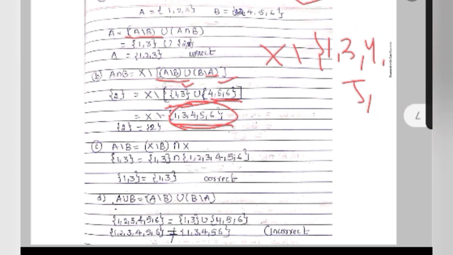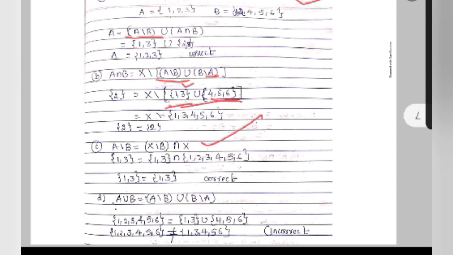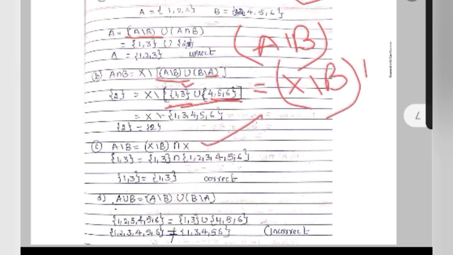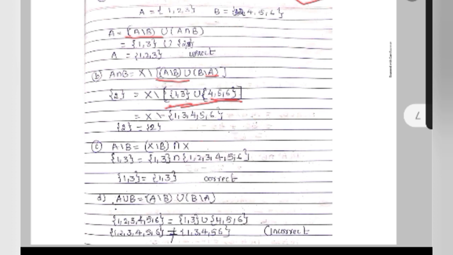So here I got that this option is also correct. Let's take the third option. The third option says that A minus B is always equal to X minus B intersection with X. What is your A minus B? The A minus B is your 1 comma 3, and we have to consider these set.